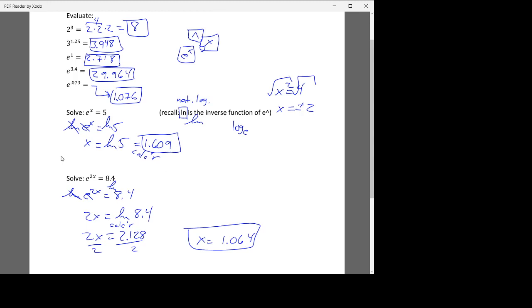All right, and you can plug that back in. You can say, oh, e to the 2 times 1.064. What's that? On the calculator, just do 1.064 times 2, and then e to the power, and I get 8.398. Is that close enough? 8.4? Yeah, sure. That's the end of the lesson.